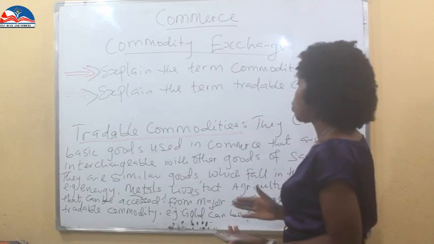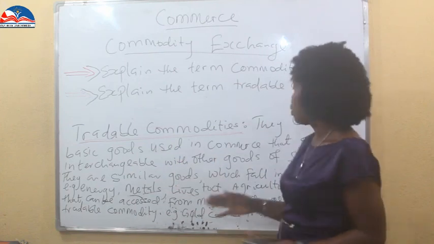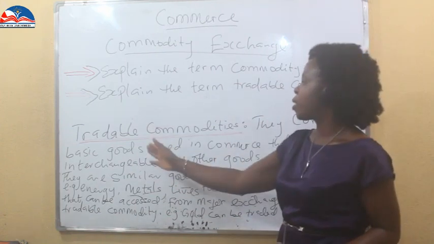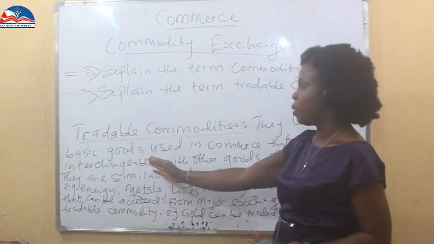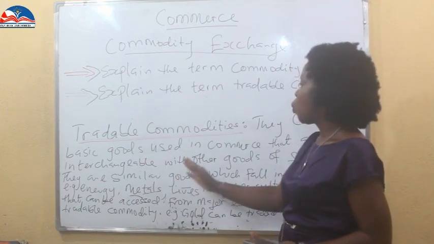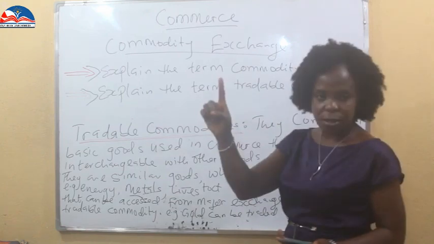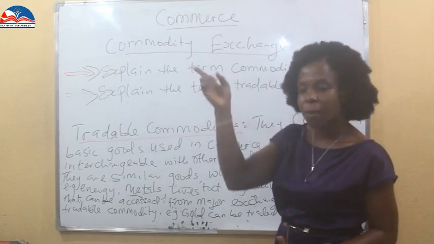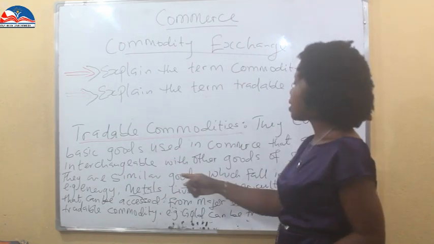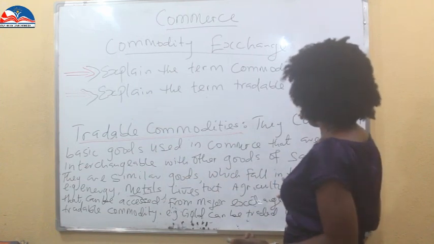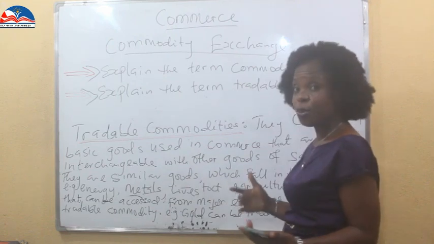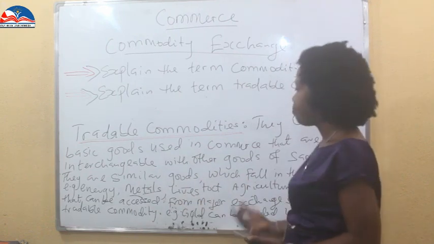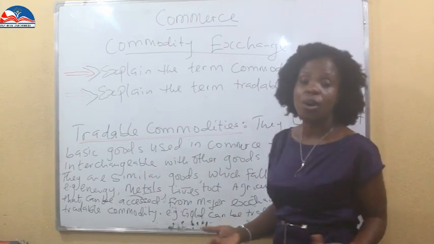Let me summarize it with what I have on the whiteboard. They consist of basic goods used in commerce that are often interchangeable with other goods of the same type. Take note of same type. They are similar goods which fall in the same category, e.g., energy, we'll talk about crude, coal, metals, livestock, agriculture.